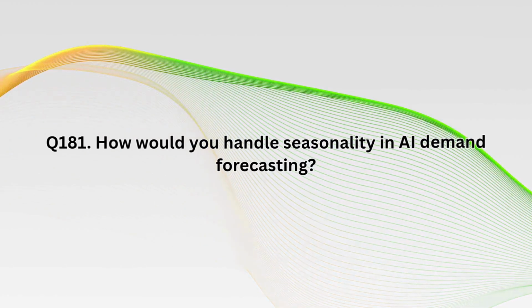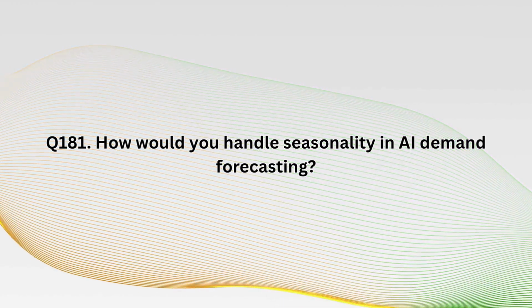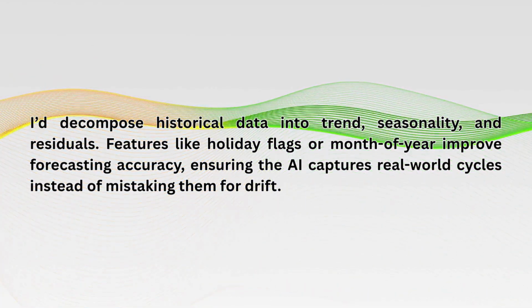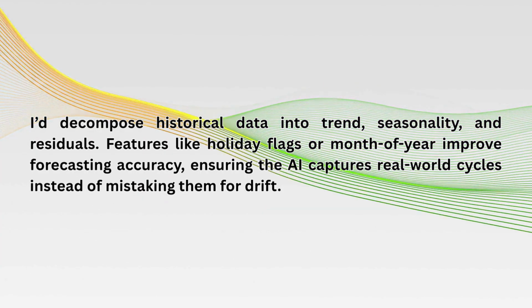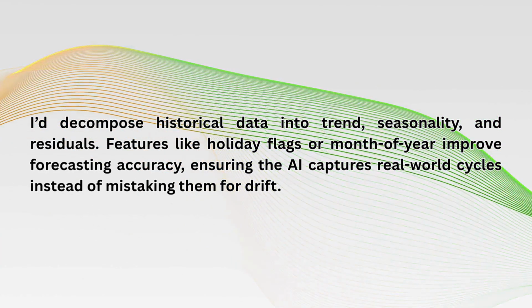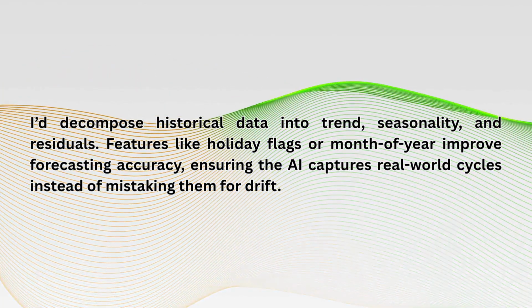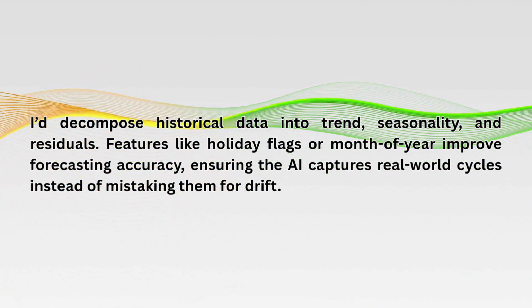How would you handle seasonality in AI demand forecasting? I decompose historical data into trend, seasonality, and residuals. Features like holiday flags or month of year improve forecasting accuracy, ensuring the AI captures real-world cycles instead of mistaking them for drift.